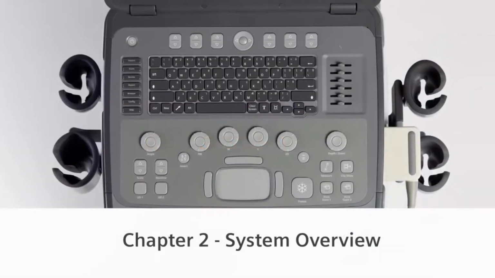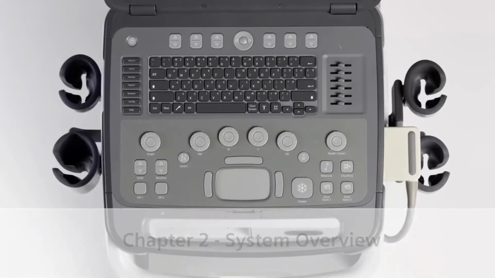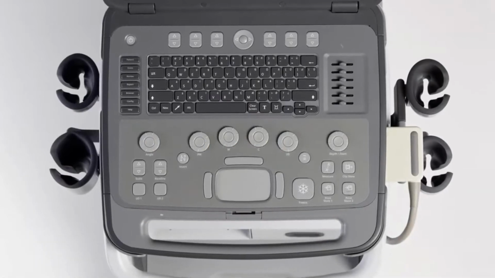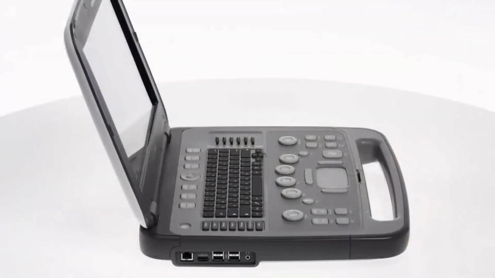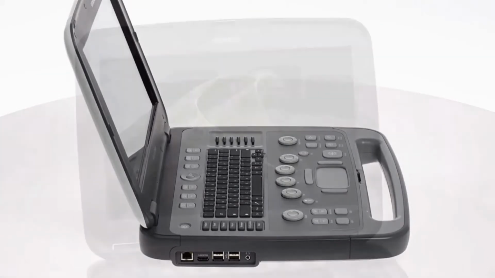This section of the training program is designed to introduce you to the Acuson P500 ultrasound system. It will provide you with an overview of its components, controls, and basic operation. The Acuson P500 system is a compact notebook-type, hand-carried ultrasound system. It weighs 7.2 kilograms, 15.65 pounds, and has a large handle for transport.